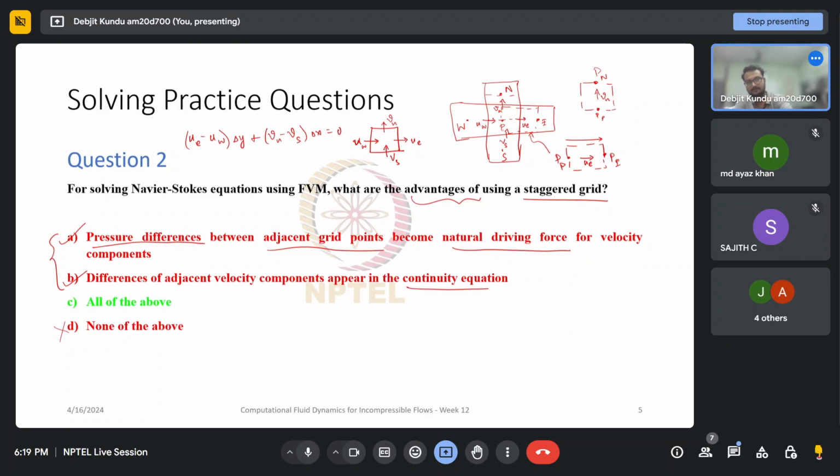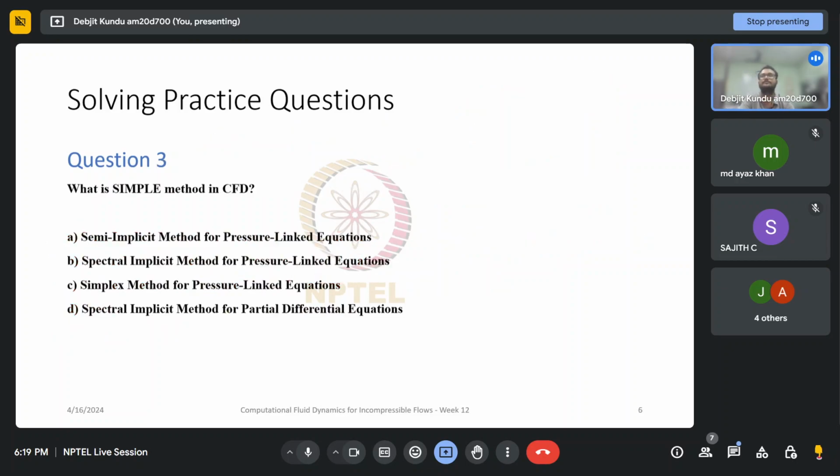Okay, so let's move along. We'll move on to question number 3 now. This is a very simple question. What is the SIMPLE method in CFD? What is the full form of this abbreviation which we use?